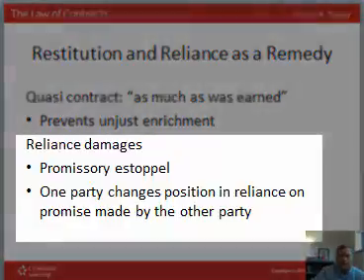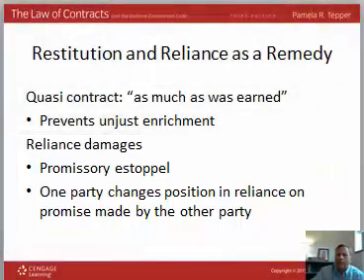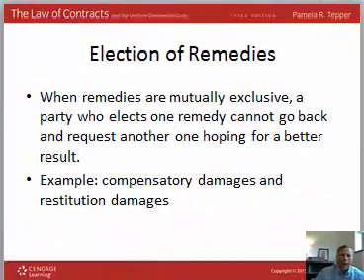Reliance damages come into play when we have promissory estoppel, which we've talked about in the past. This is where one party has changed its position in reliance that the other party would perform their obligations under the contract. And a court can award damages for the amount expended in reliance upon performance.